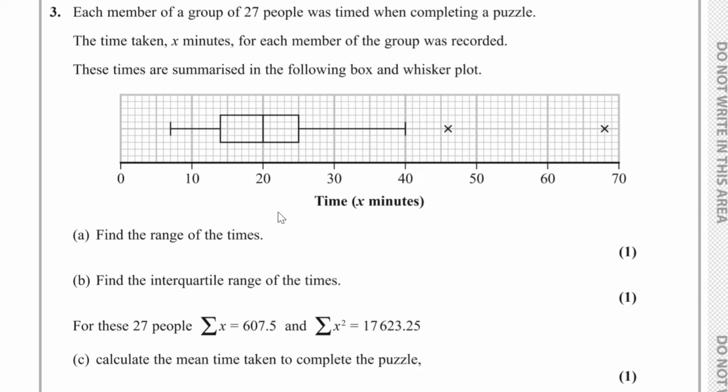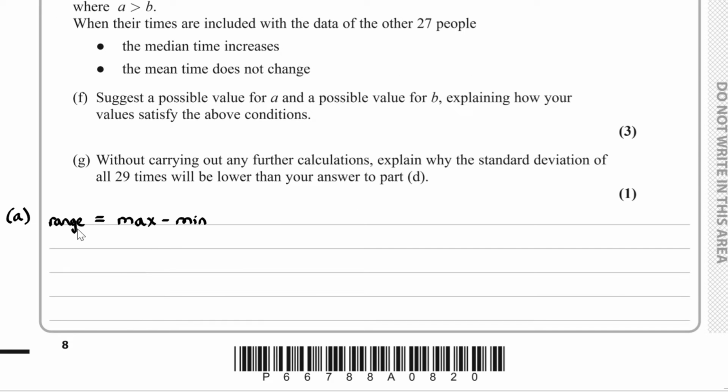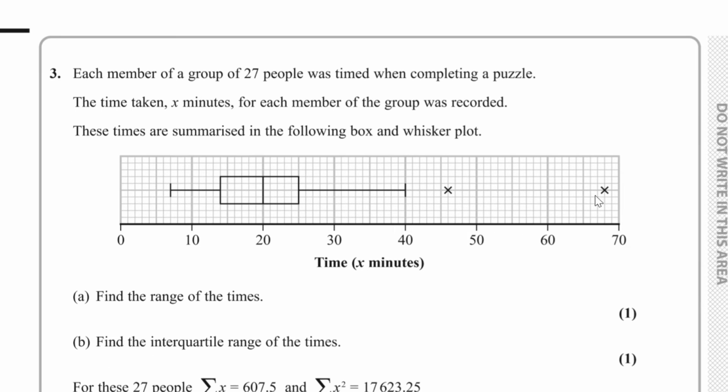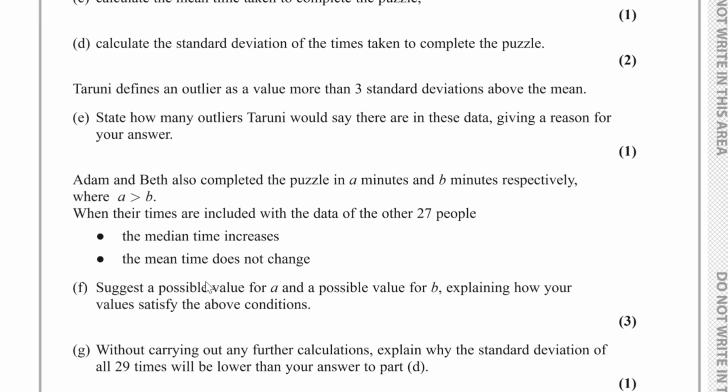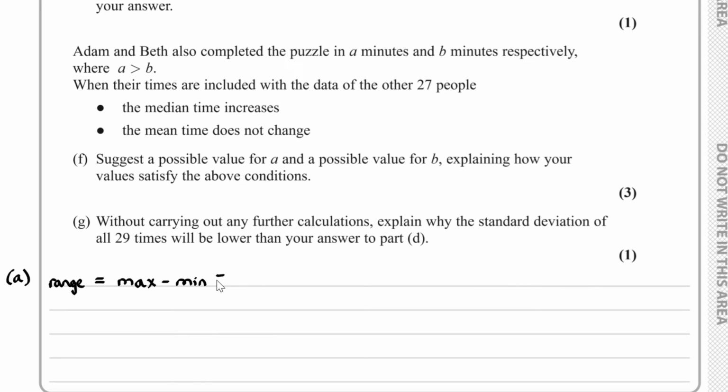And you have to be a bit careful here. We don't take this value to be our maximum, rather we take this value to be our maximum, even though it's an outlier. And of course the minimum is over here. So we have the range which is the maximum minus the minimum. We have a maximum here at 68, a minimum here of 7. So therefore the range is equal to 68 minus 7, which is 61.